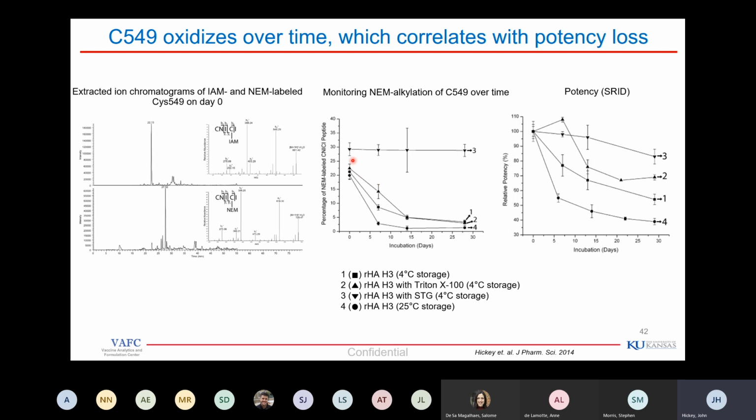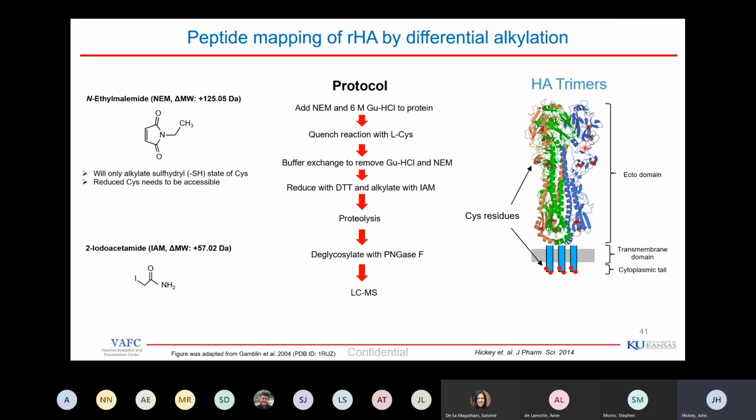And what we observed was, under conditions where it's just under temperature stress over a month, we saw a significant decrease in the relative abundance of the free cysteines over time. And this all correlated with the SHRID potency assay. And I should note that in the ectodomain, we really didn't see a change in the relative redox states of the cysteines. It was primarily confined to the transmembrane and cytosolic domains.